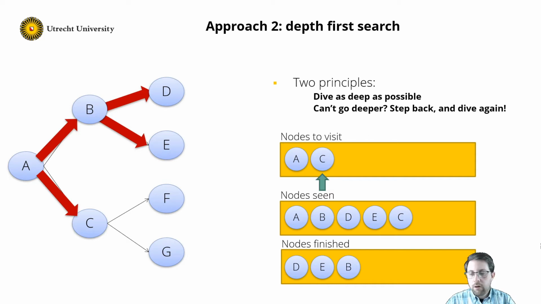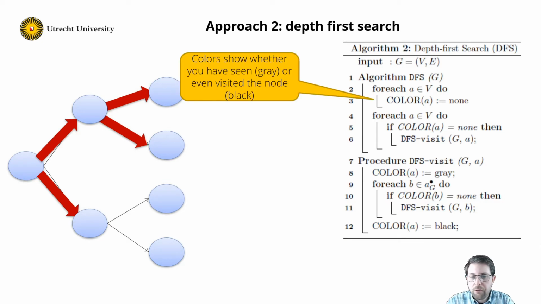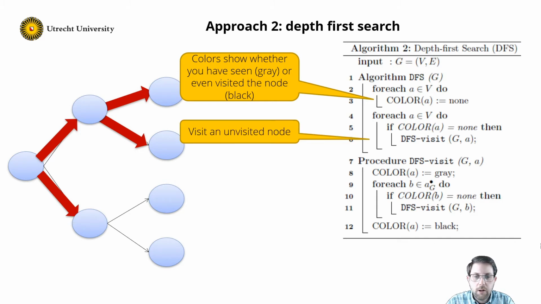How does it look from a code point of view? So here's the algorithm. Again, I'm going to use colors to denote whether I've seen a node or whether I've visited a node. I use gray to indicate that I've seen it, and I'm going to use the color black to state that I finished the node. And then we take a random node that has not been colored yet, and we're going to visit it.